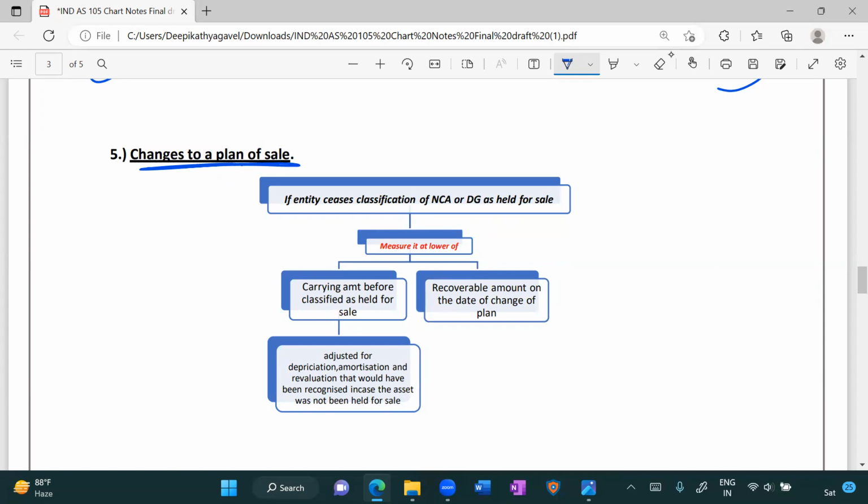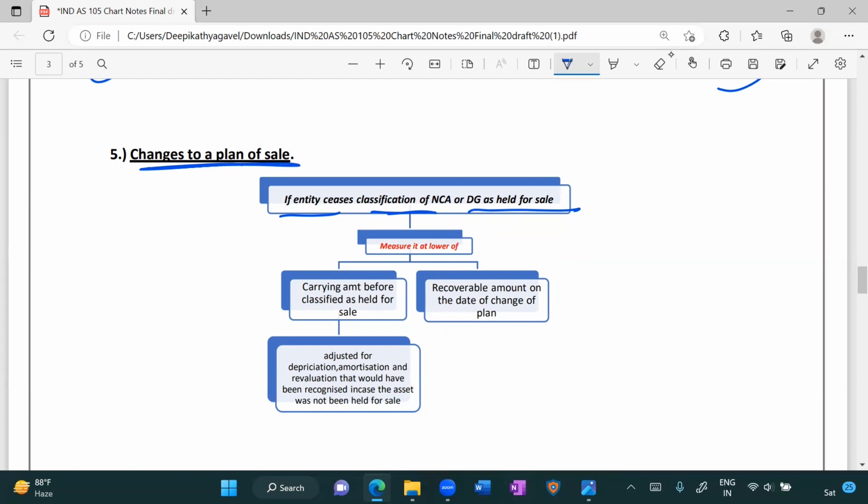But now there's a change in plan. If the entity ceases the classification of a non-current asset or disposal group as held for sale, you will measure it. Now it will move from 105 to the respective standard, 16 or 40 or whatever is the respective standard. So now you have to reclassify that.